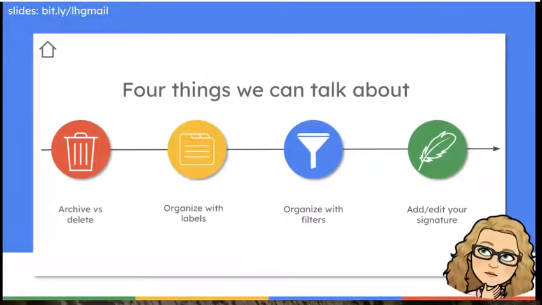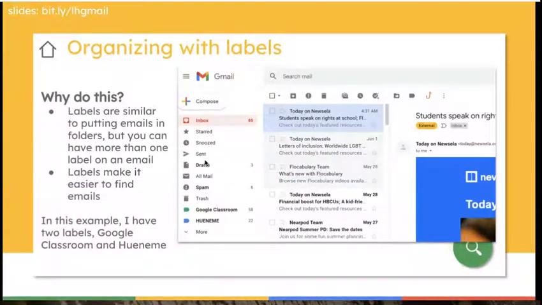Labels are a really good way to help you organize. Let's get an idea for how they work. They're similar to putting an email in a folder, but the beauty of labels is you can have more than one label on an email. The benefit of using labels is it makes emails really easy to find. In this example, I have two labels right here, Google Classroom and Whinimi.